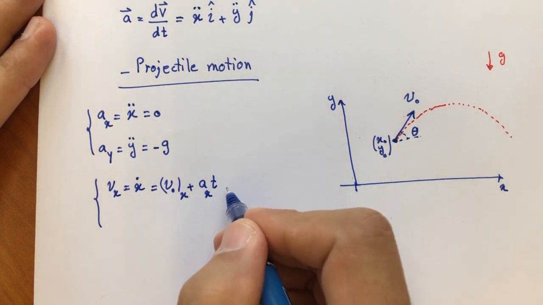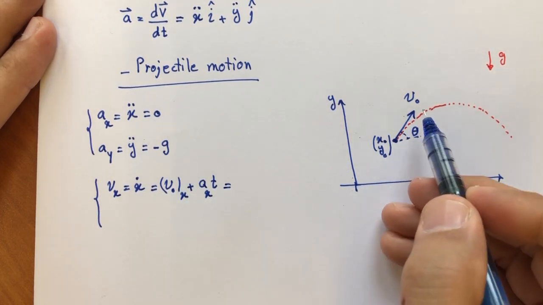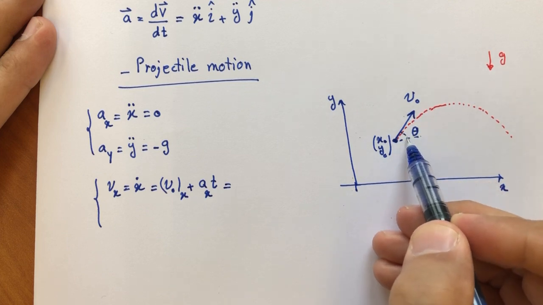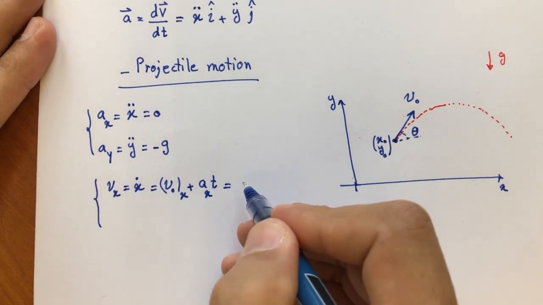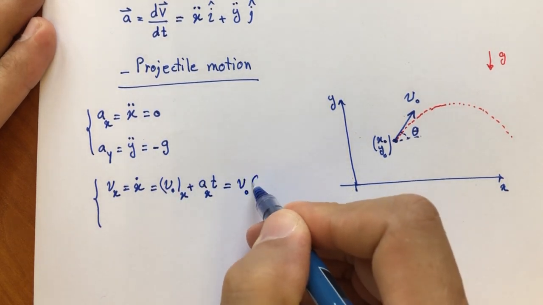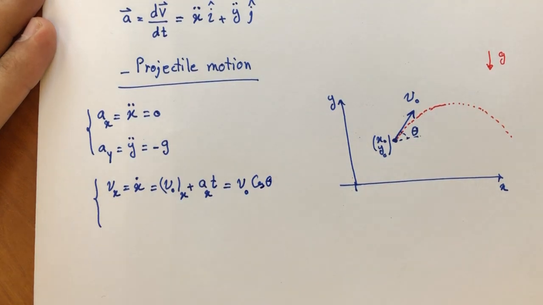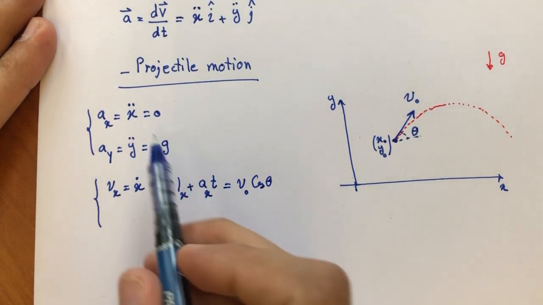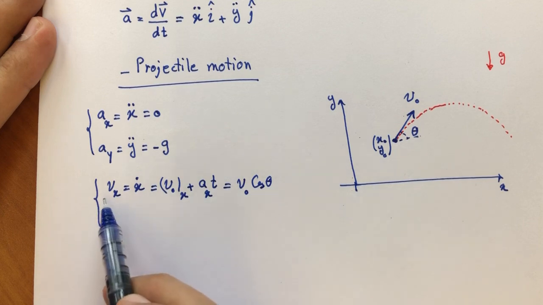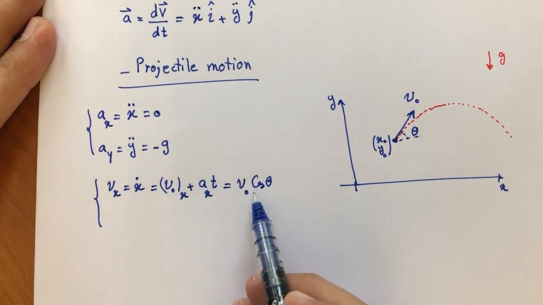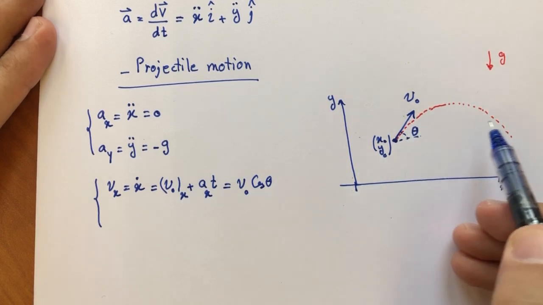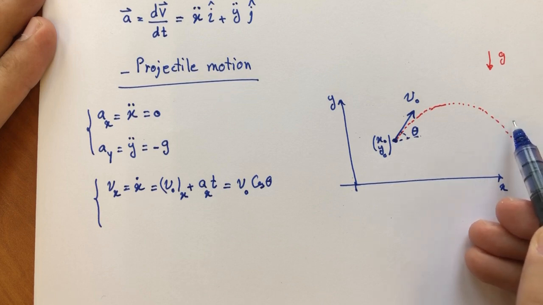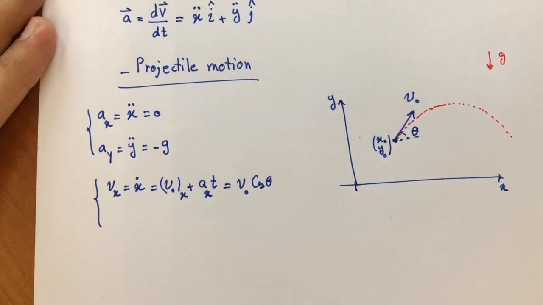So velocity in the x direction at the beginning is going to be v0 times cosine of theta. That's the initial velocity. So v naught in the x direction is equal to v0 times cosine of theta. And acceleration in the x direction is equal to 0. So the velocity in the x direction, or x dot, is going to be v0 times cosine of theta all the time. So at any time during this movement, velocity of the particle in the x direction is going to be v0 cosine of theta.